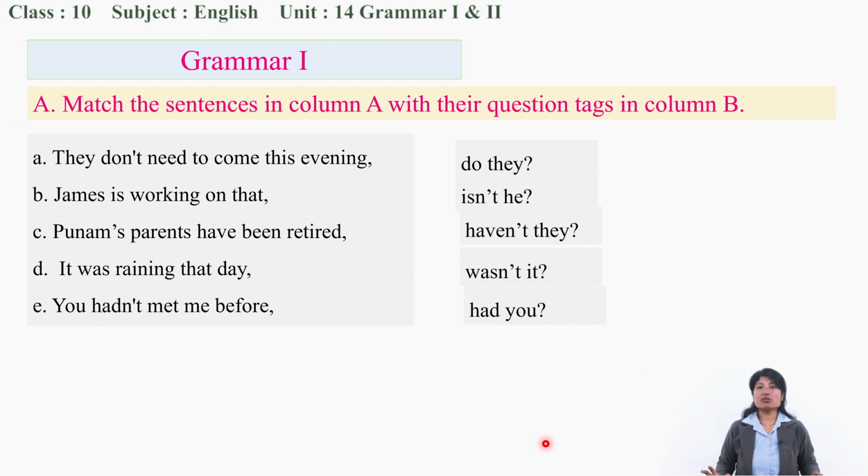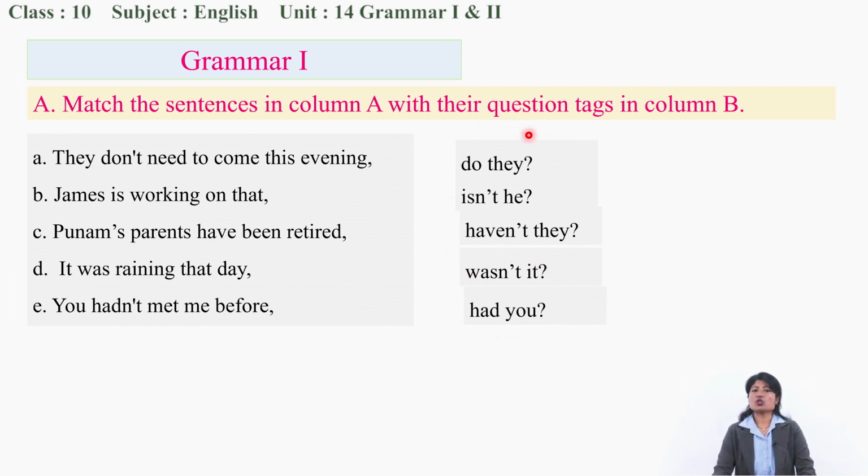So you might have noticed how we have been matching these tag questions. It's very easy because you can see these verbs repeating, right? Don't, do. Here don't is there and do is repeated. Is working, isn't he. And have been, have is repeated; was is repeated, had is repeated. So it's very easy to guess the right answers.